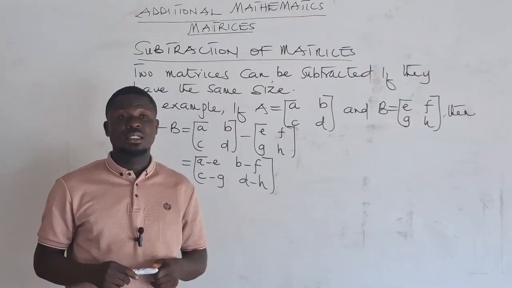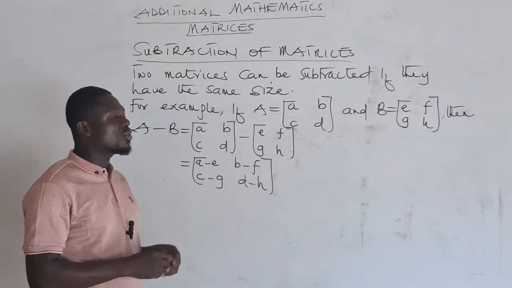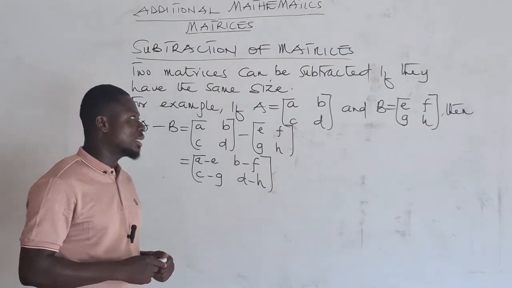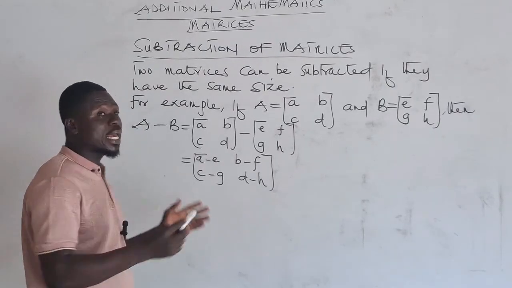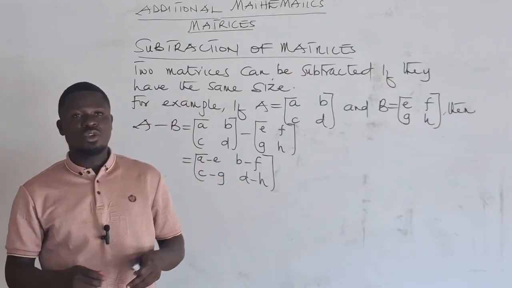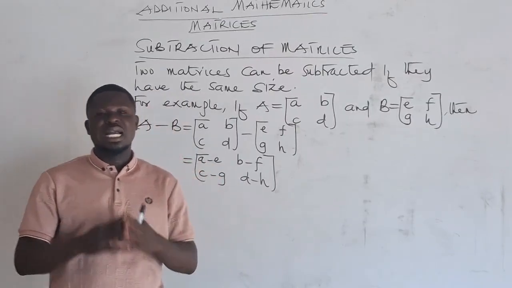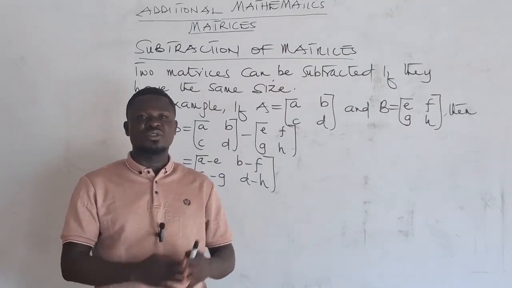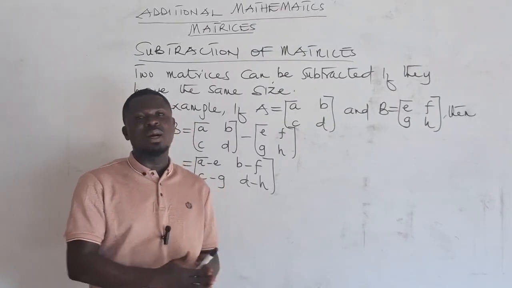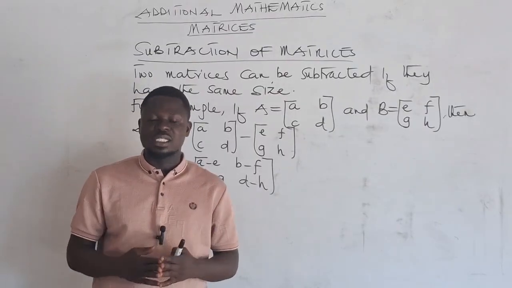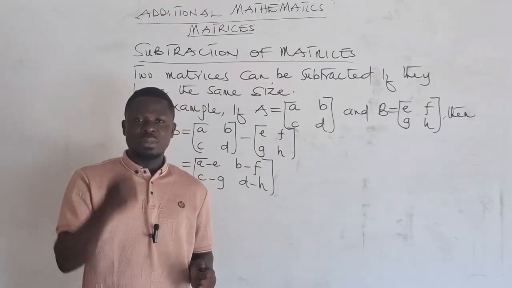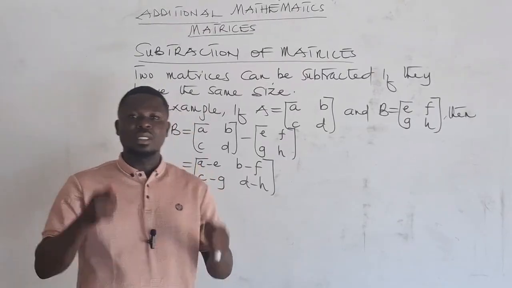In today's lesson, we're going to look at subtraction of matrices. Two matrices can be subtracted if they have the same size. Having the same size here means that if you have a 2 by 2 matrix, you can only subtract a 2 by 2 matrix from it. So a 3 by 3 matrix cannot be subtracted from a 2 by 2 matrix or a 2 by 1 matrix. So before you can simplify by subtraction, the matrices you are dealing with should have the same size.